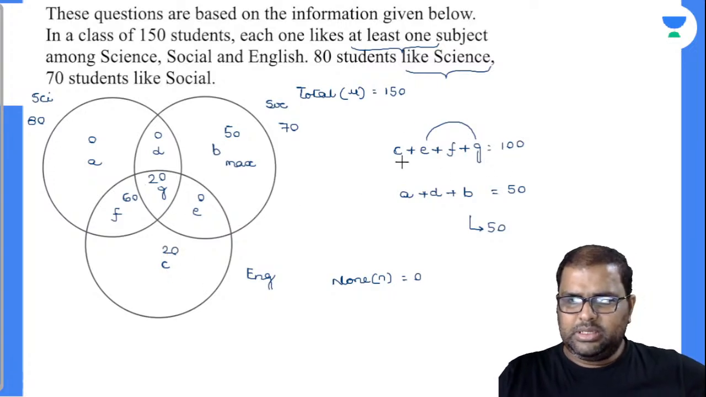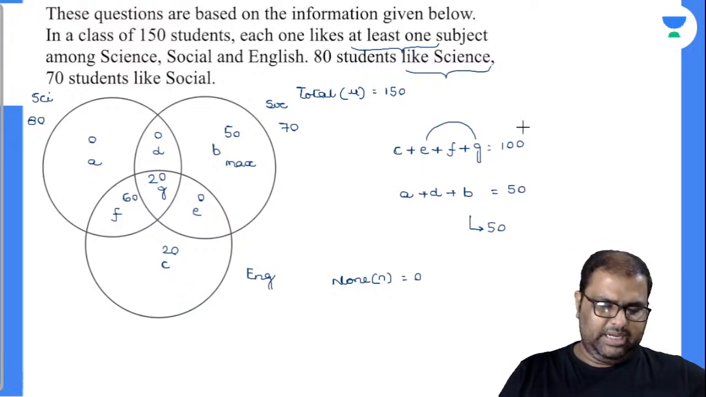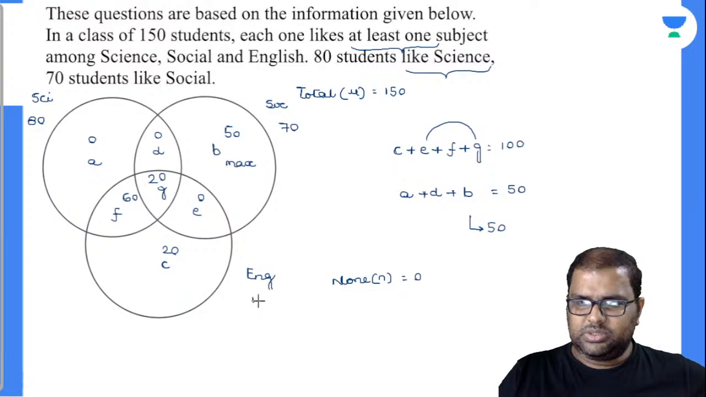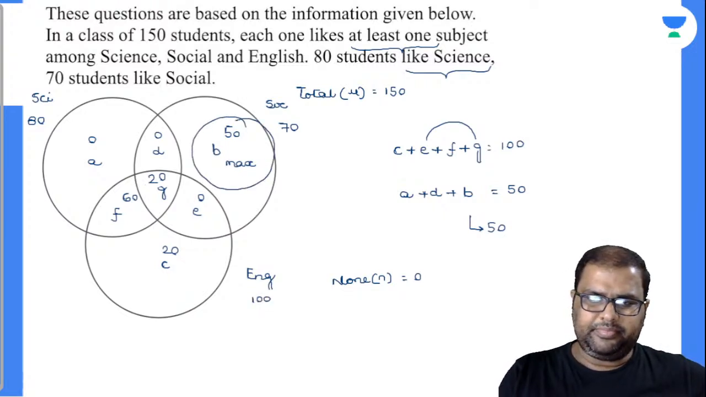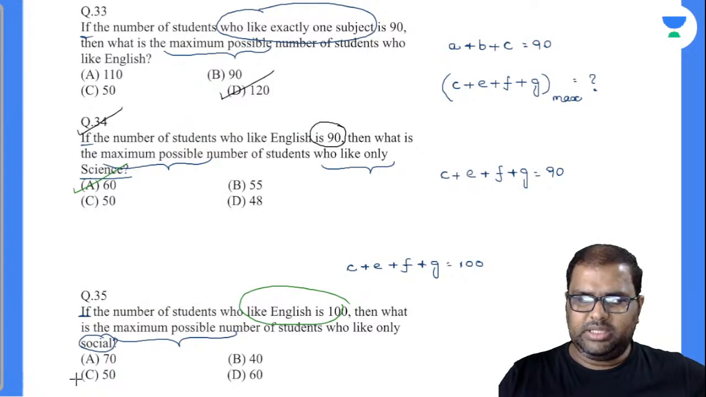Am I right or wrong? So C value 20, E value 0, F value 60, A 20, 80, 100. Perfectly done. And this value is 100. So what max value can you give for B? I can give 50. Everything is satisfying perfectly. So 50 is your option there.